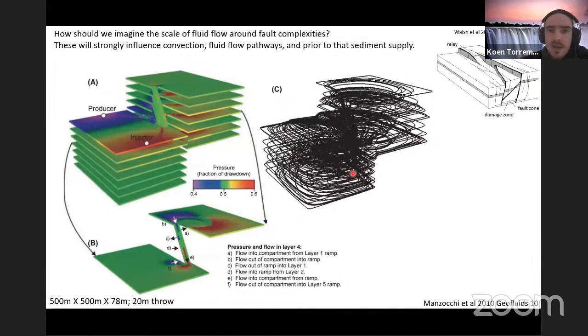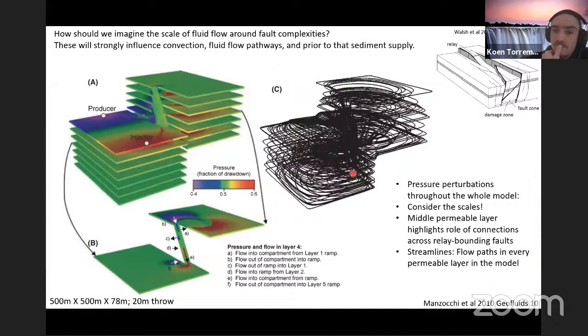And the fluid flow pathways are quite complex. And the streamlines of the flow paths show that there's fluid flow in every permeable layer in the model. And so this is maybe something that as mineral explorers, because we're dealing with dead systems essentially in terms of fluid flow, we don't really think about enough. And I just wanted to highlight that.